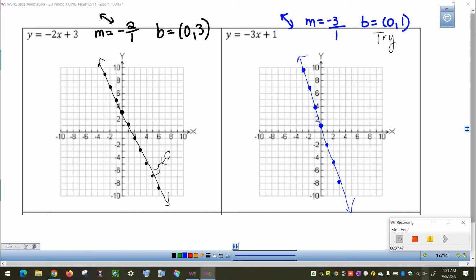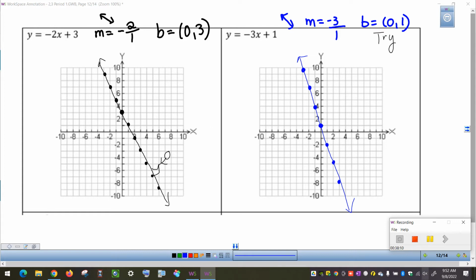This time though, we're going up 3 spaces, 1, 2, 3. We're going over 1 space to the left. Up 3 over 1, and so on. Notice how this one is a little bit steeper than the other one that we did. That's because when we go up 3 spaces over 1, it's a little steeper than only going up 2 spaces over 1. All right, so that's what we're going to be careful of.